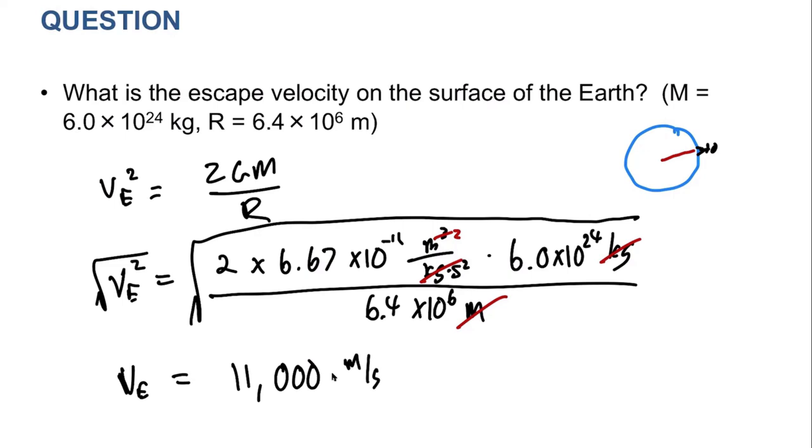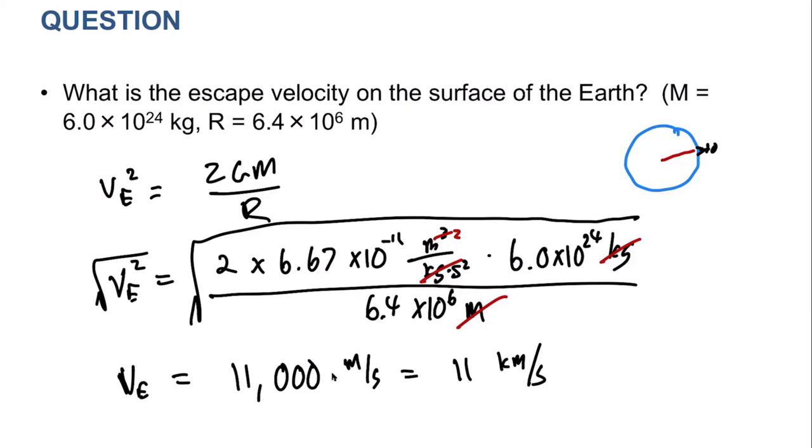Sometimes we like to write this as kilometers per second. There are 1,000 meters in a kilometer. We can divide this by 1,000 and we get 11 kilometers per second. That's pretty darn fast. 11 kilometers per second, right? Nobody can throw a baseball that fast. And in fact, it's difficult to get anything moving that fast that has any sort of substance to it.